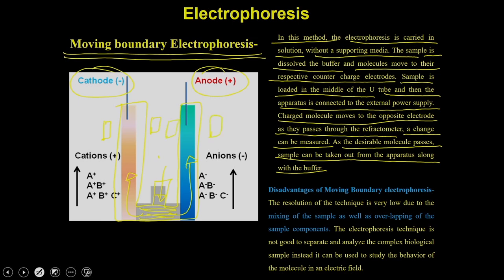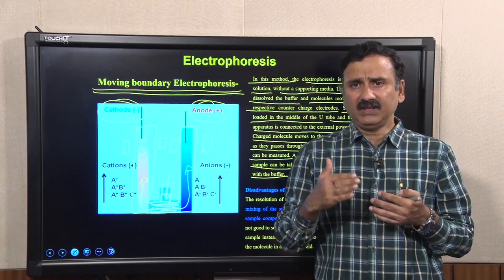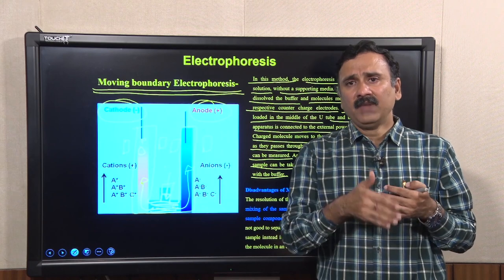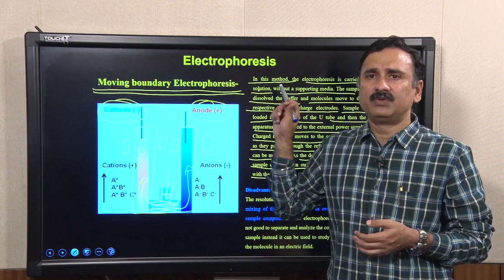A refractometer is an apparatus which measures the change in the refractive index of a particular solution. As soon as the molecule passes through these refractometers, there will be a change in the refractive index of the buffer, and as a result they will know when a particular molecule is coming out, but that is very ambiguous, not very accurate. On the other hand, there are multiple problems when they were going through with moving boundary electrophoresis.